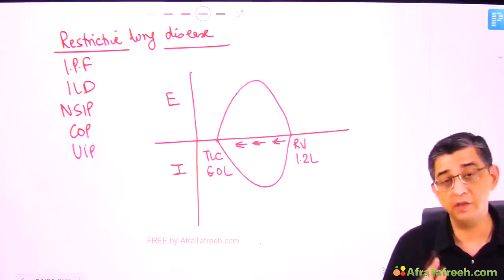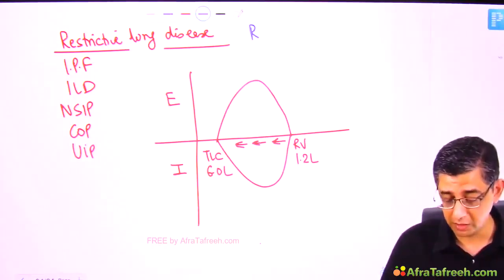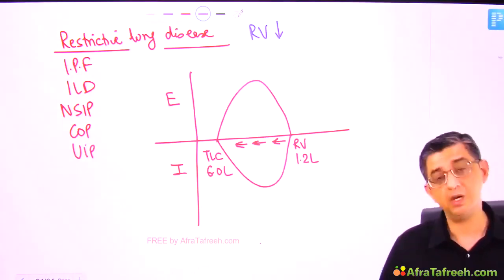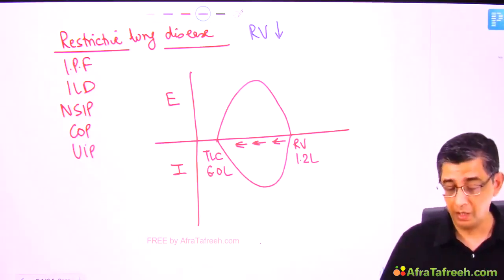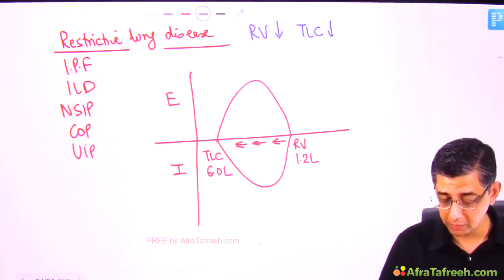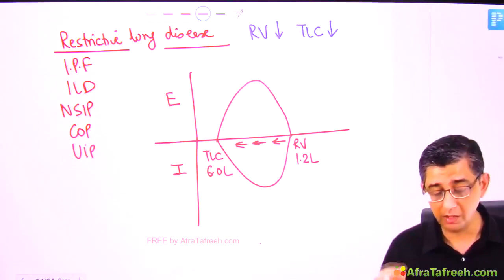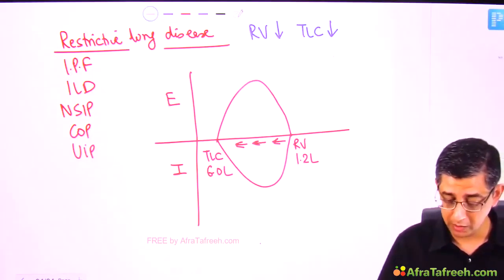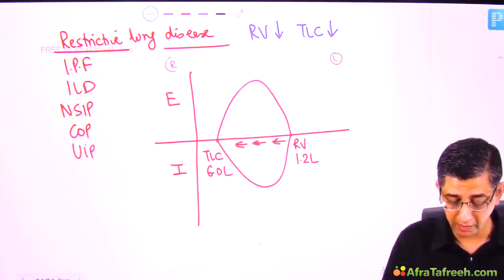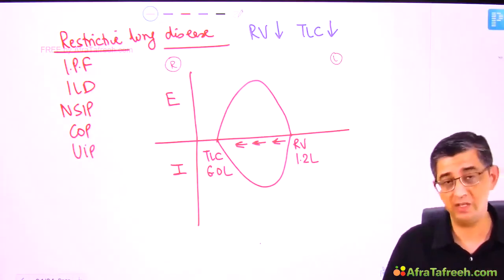But if a person is having restrictive lung disease because of pulmonary fibrosis, RV will become lesser and total lung capacity will also become lesser. Therefore, the curve that I will start in this patient, I'm just putting some marking here. This is left, this is right. Why? Because confusion happens otherwise when I say left versus right.